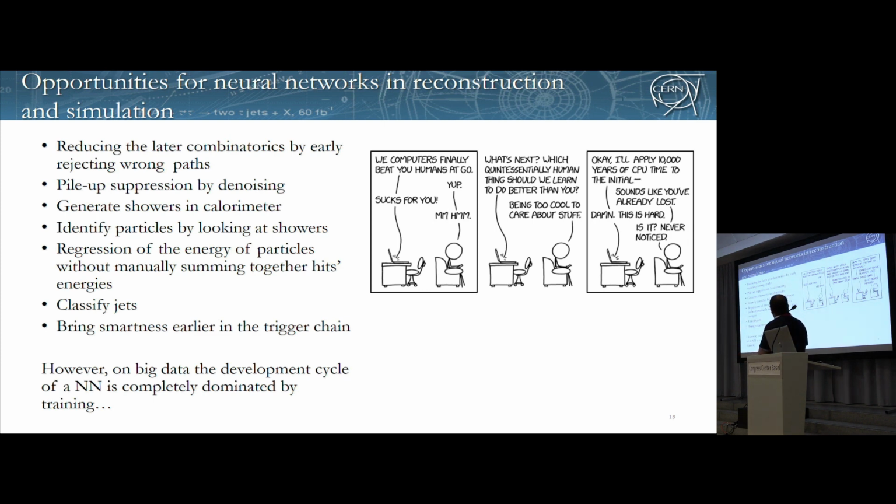So the amount of data that we need for the first one is not much. It's terabytes. For the pileup suppression with the noise, it's quite larger. Generating showers, I think we are going to the petabytes. This is for the amount of data.